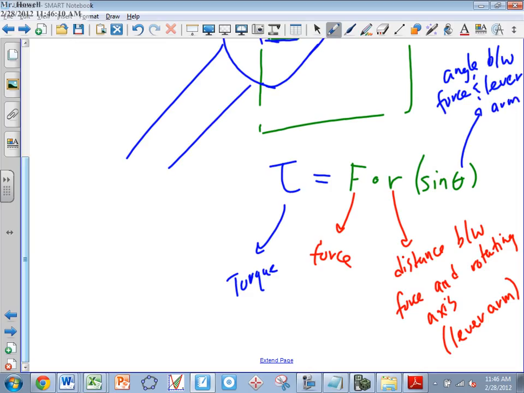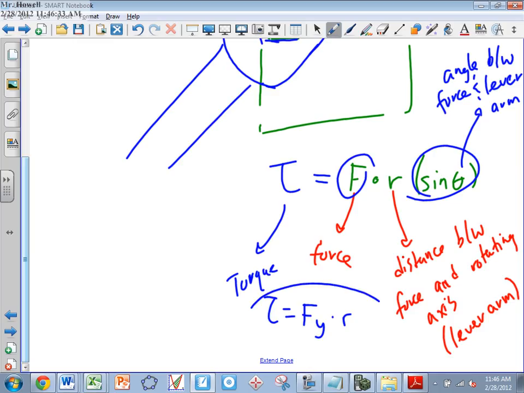Okay, angle between the force and the lever arm. So really what we're looking at is Fy. Again, you can write this formula as this: tau equals Fy times r, and you're done. Because Fy is the force in the y, which is really force times sine of theta. So what I'm doing is I'm replacing F and sine of theta with simply Fy. If you want to write the formula this way, you can, but it's going to be given to you this way.